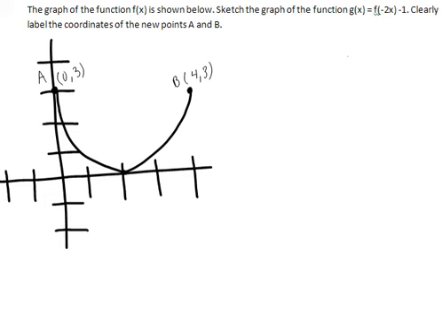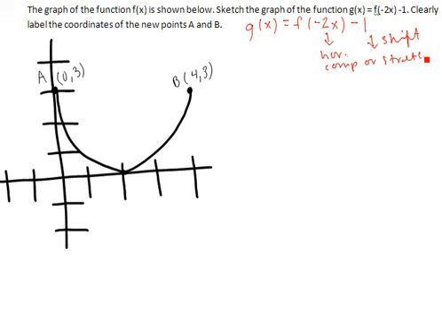So to start solving the problem, we want to look at the function g of x and interpret what the different numbers mean. We know the negative 1 here is going to cause a downward shift. We know that this 2 here is going to cause a horizontal compression or stretch. And this negative sign is going to cause a flip over the y-axis.